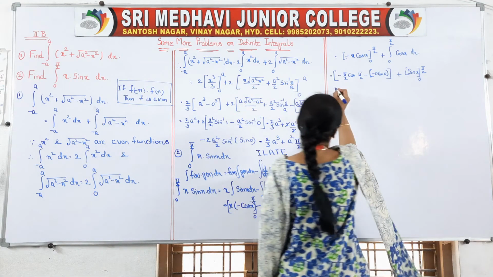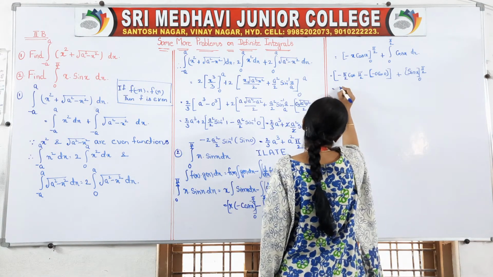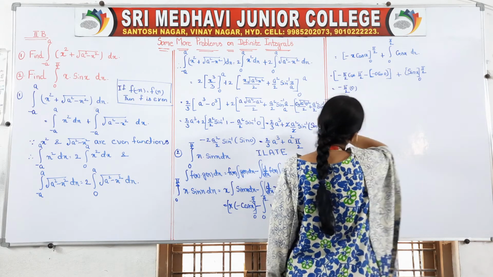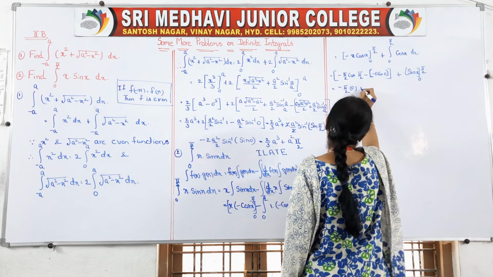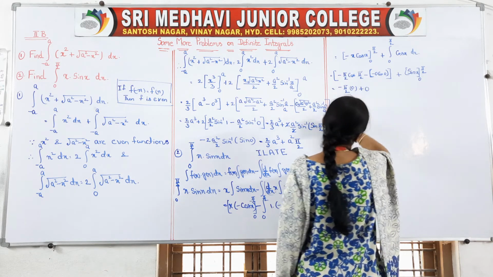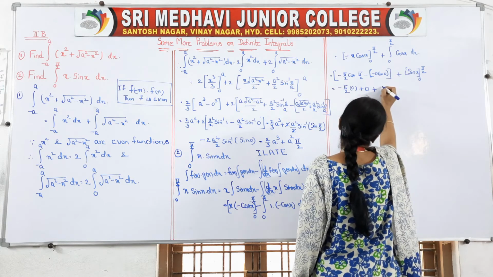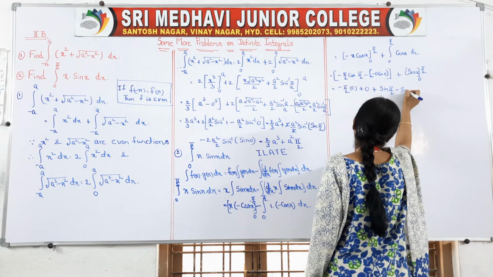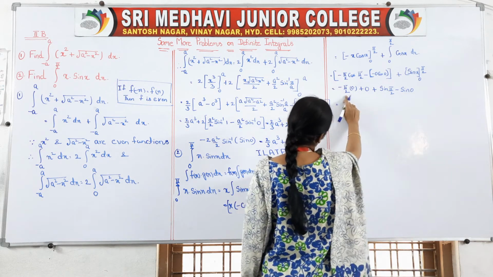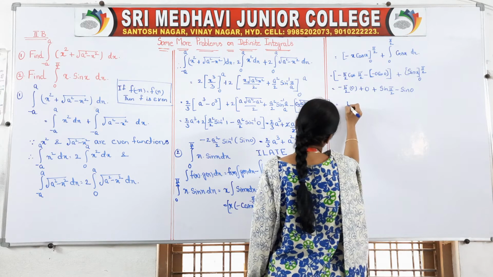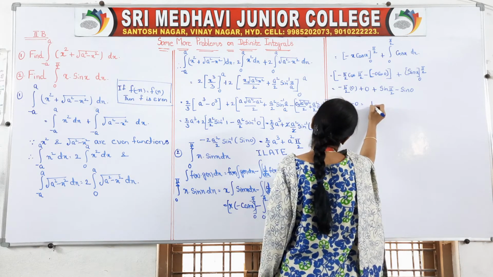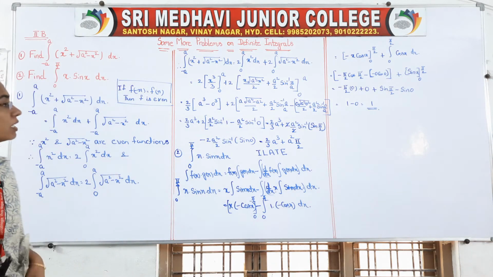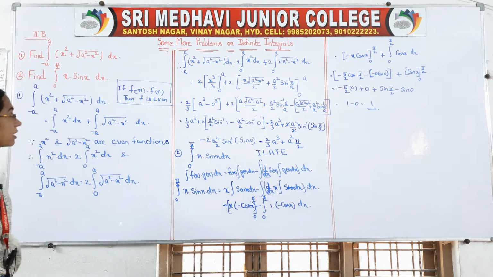So what happens here: minus pi by 2, and cos 90 value is 0. Here plus 0 into anything is 0. Plus here sin pi by 2 minus sin 0. So it is 0, 0, sin pi by 2 is 1, minus 0, which is equal to 1. So this is your answer. Be careful while taking the values.